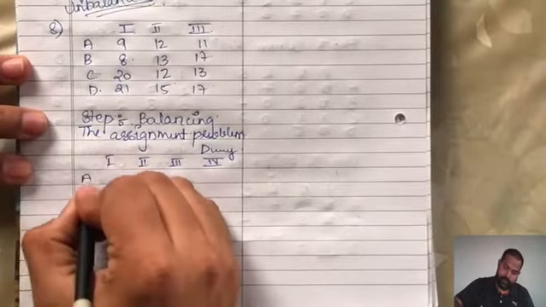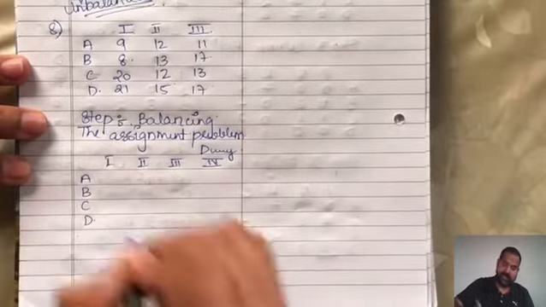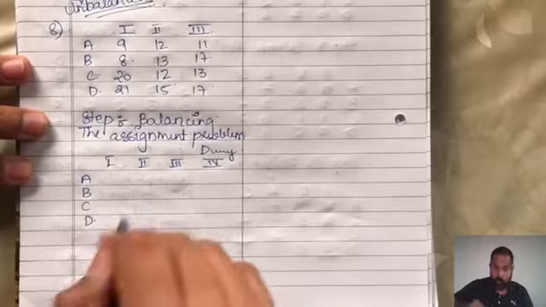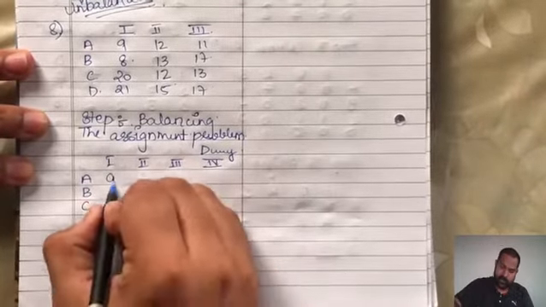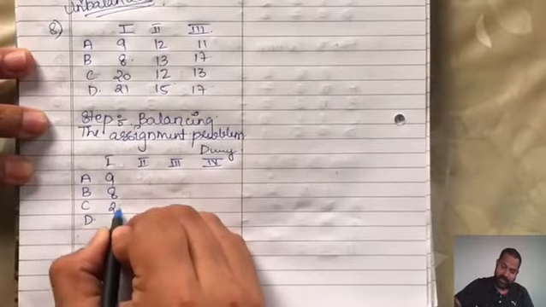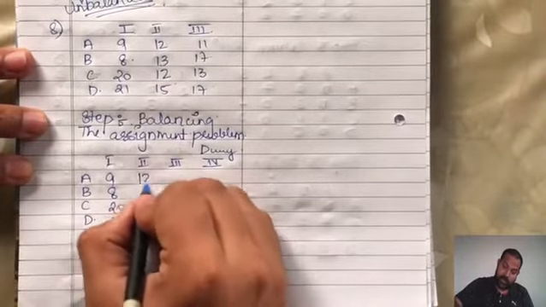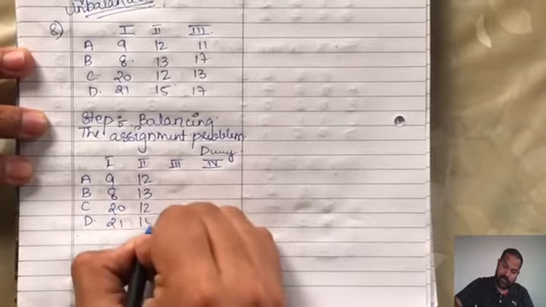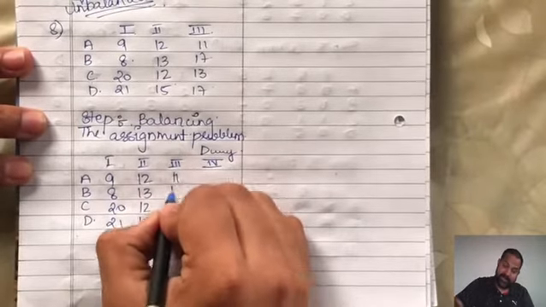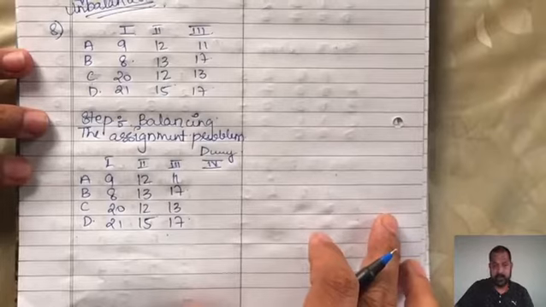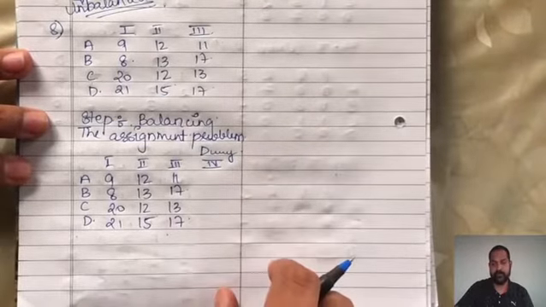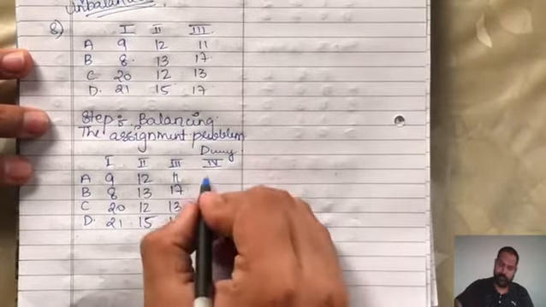Fine. A, B, C, D. Now are there equal number of rows and equal number of columns? Yes. Write down the values. 9, 8, 20, 21, 12, 13, 12, 15, 11, 17, 13, 17. But sir, what do I write here? 0.